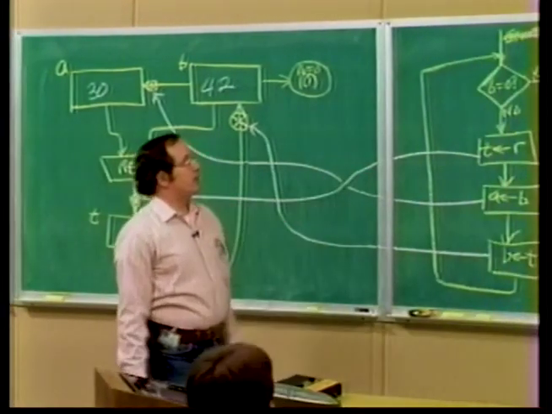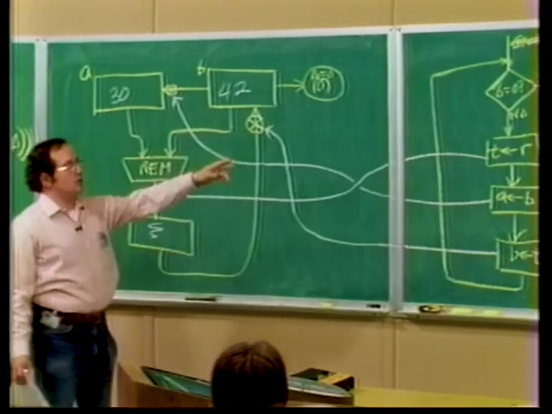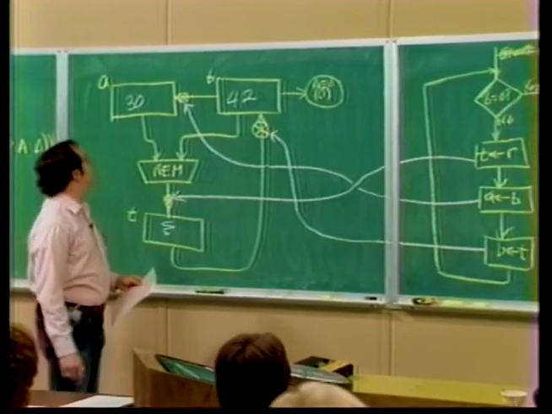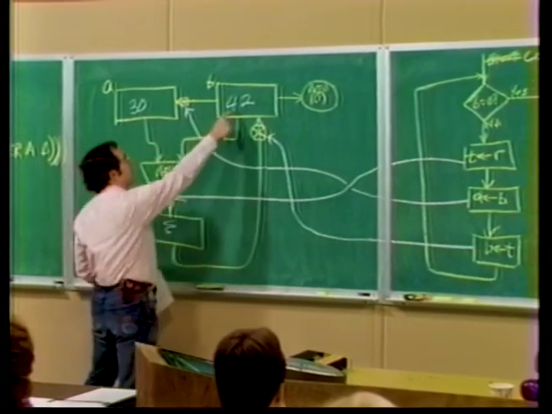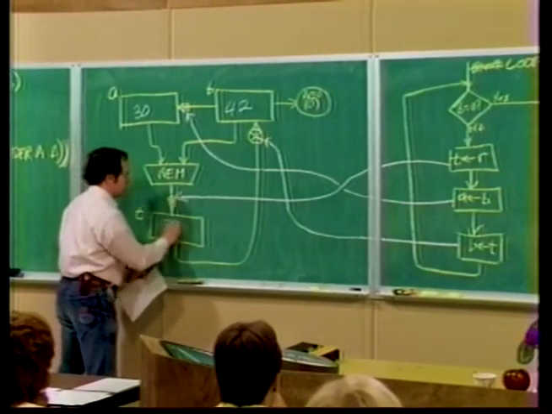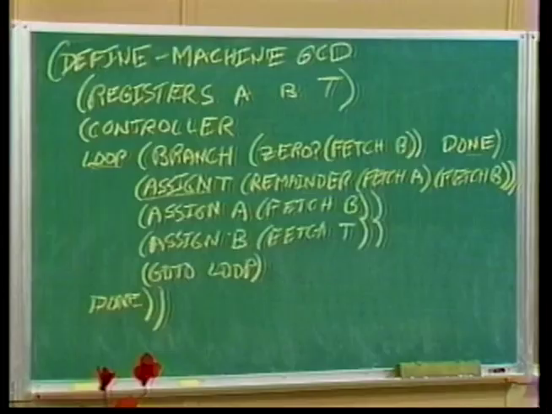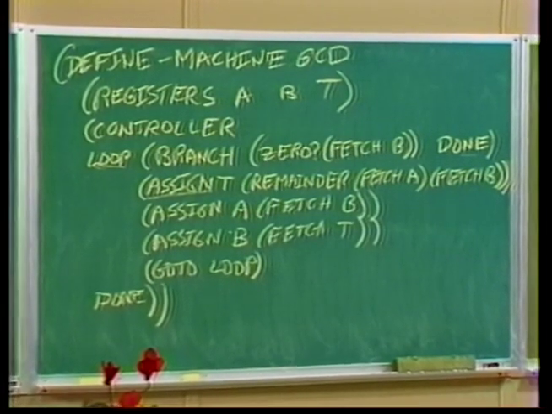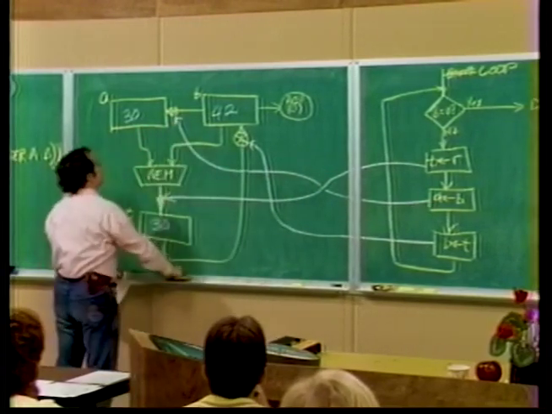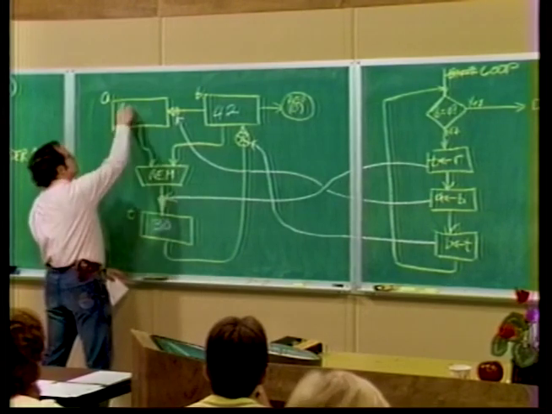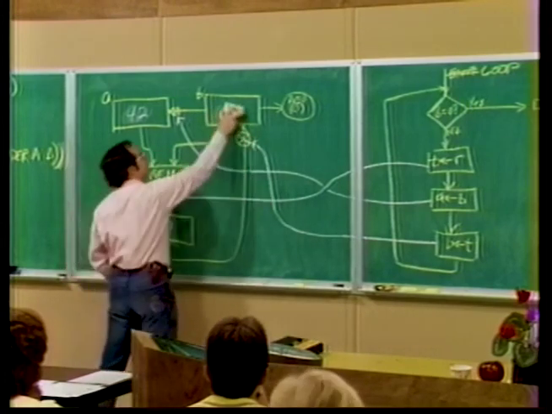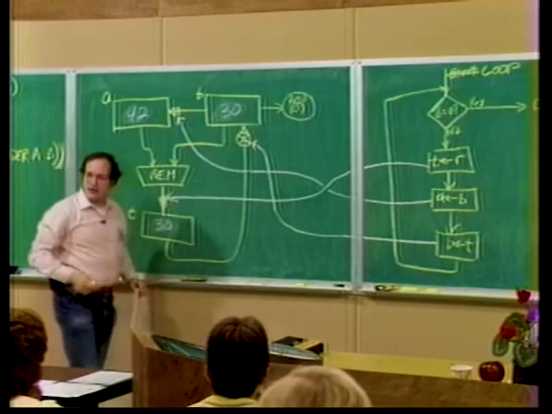Well, what's the first thing I do? I say, is B equal to 0? No. Then assign to T the remainder of the fetch of A and the fetch of B. Well, the remainder of 30 when divided by 42 is itself 30. Push that button. Now the marble has rolled to here. Okay. A gets B. That pushes this button. So the 42 moves into here. B gets T. Push that button. The 30 goes here. Or just interchange them.